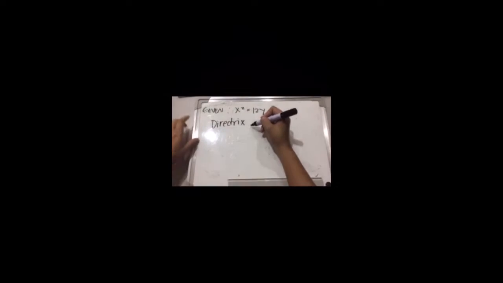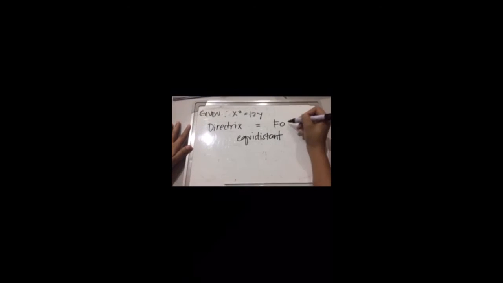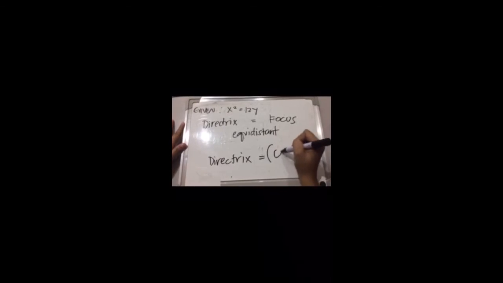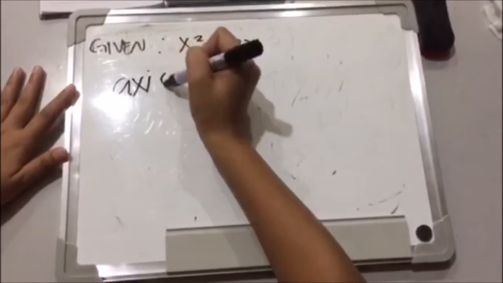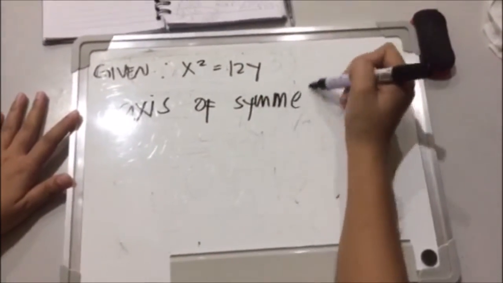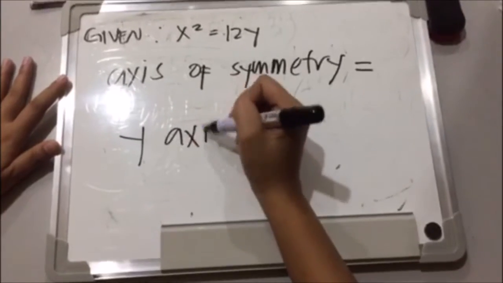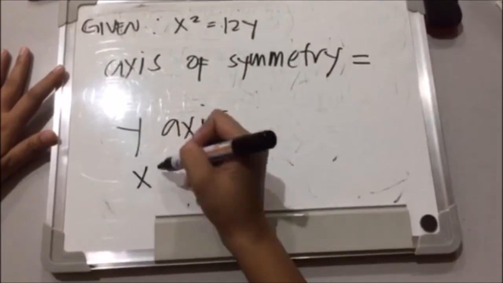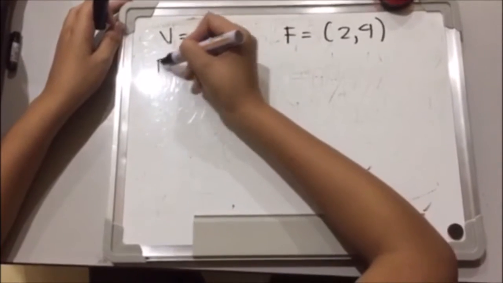Now we're going to find the directrix. So always remember that the directrix is equidistant with the focus. So therefore, our directrix is at point (0, -3). So now we are going to find the axis of symmetry. So the axis of symmetry is equal to the y-axis or x is equal to 0. So if we're going to graph x squared equals 12y.